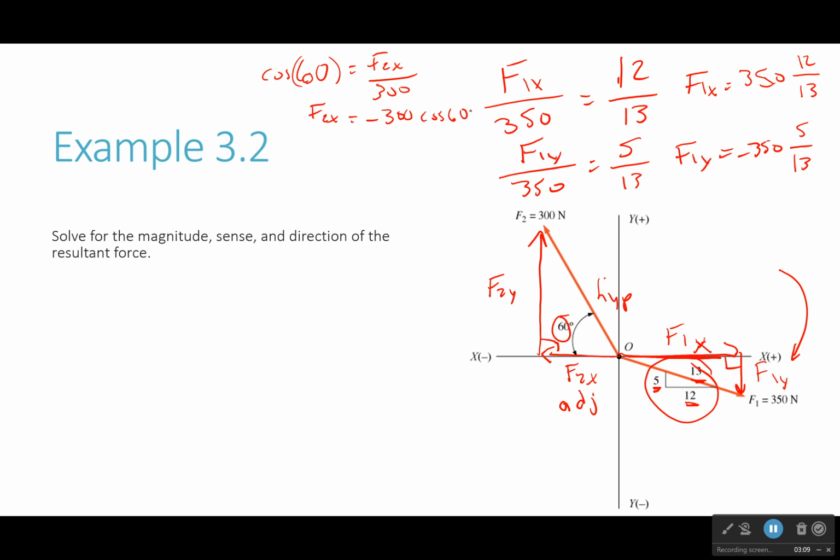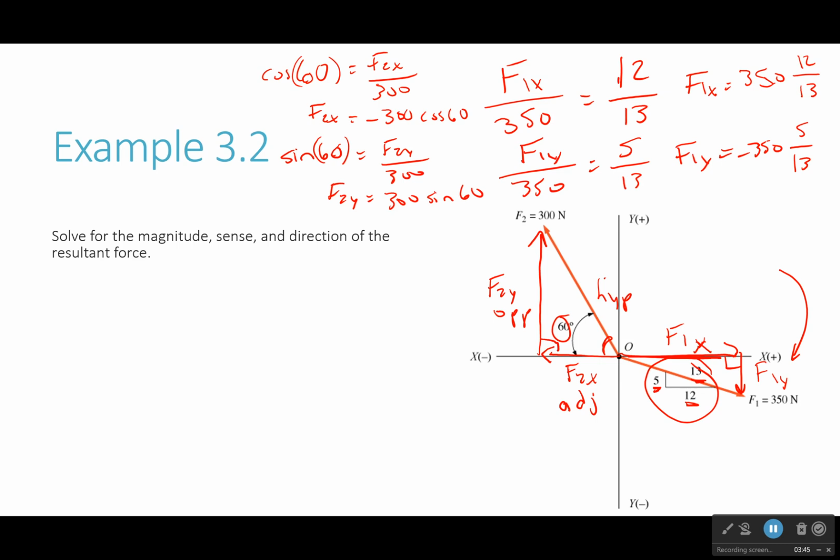And let's do F2y now. Well, F2y, if I'm looking at the 60-degree angle, which is over here, that would be opposite over hypotenuse. And opposite over hypotenuse is sine, so sine of 60 would be equal to F2y over 300. I cross multiply to solve, and I get F2y is equal to 300 sine of 60. Okay. So I have all my y components, I have all my x components, and I could solve from here. I would just add them together to get the resulting components and go from there.